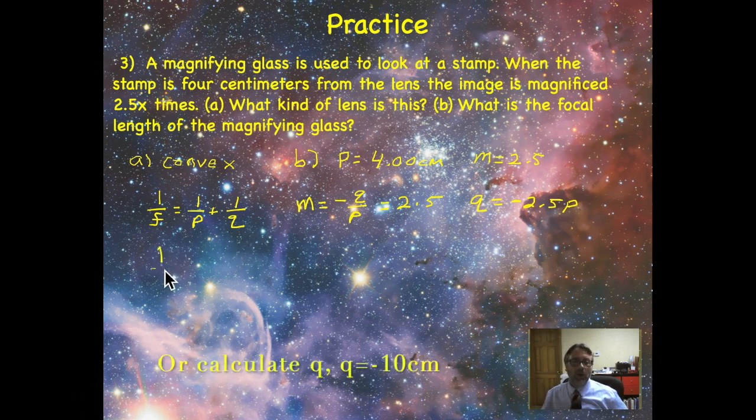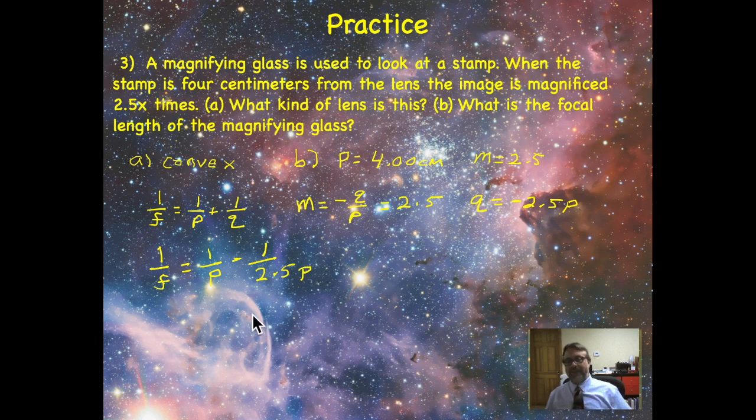So I get that 1 over F is equal to 1 over P. Now, I've got to be careful with that minus sign. This is now going to be minus 1 over 2.5P. Well, I need to solve for F. I know what P is, so I could put in the numbers right now and do it that way. I know P is 4. I could put 4 there, and I could put 2.5 times 4 there, and then do out the math, and then remember to flip. But this is a good time to do a little bit of algebra.